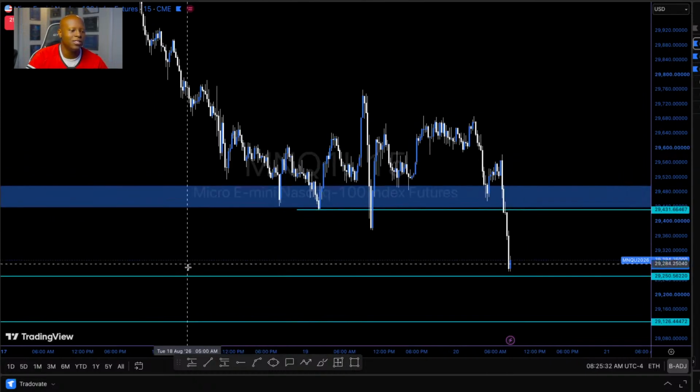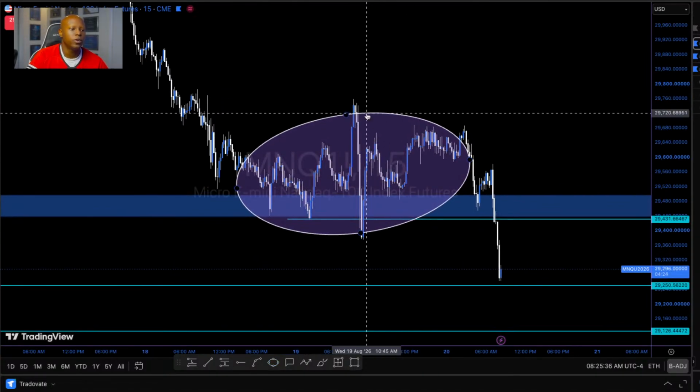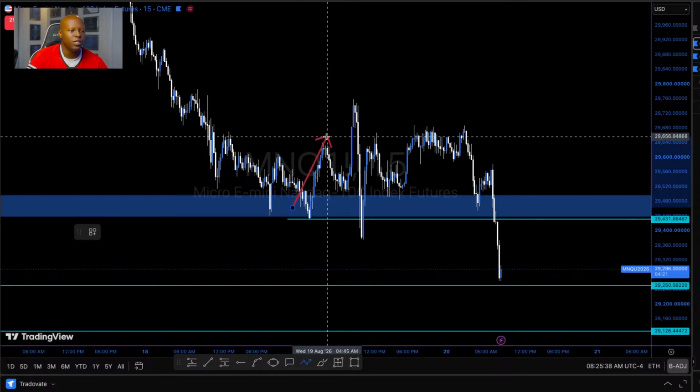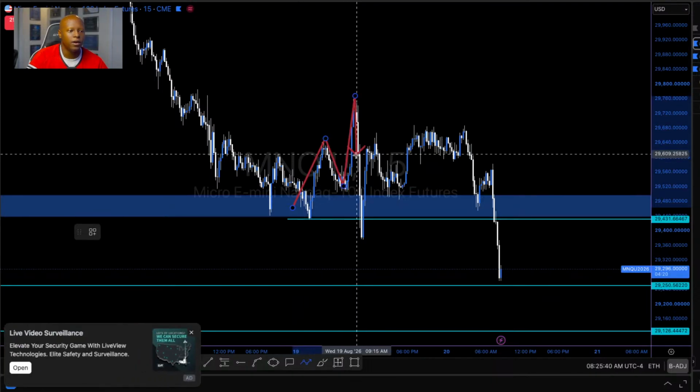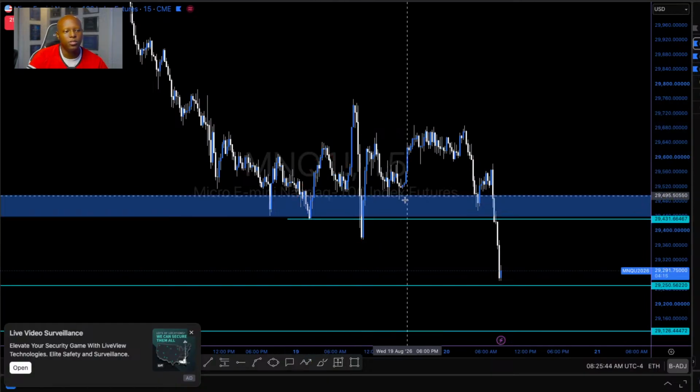Not too crazy yesterday in terms of overall markets. But once we saw that 15-minute shift, we created a high, higher low, higher high, lower low. That shift led us to believe that, hey, look, we could potentially see a steeper move to the downside.